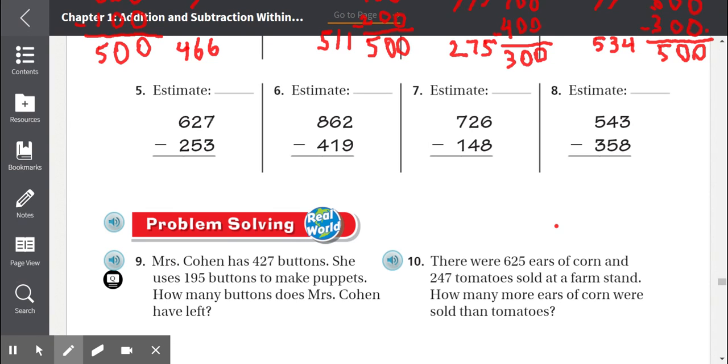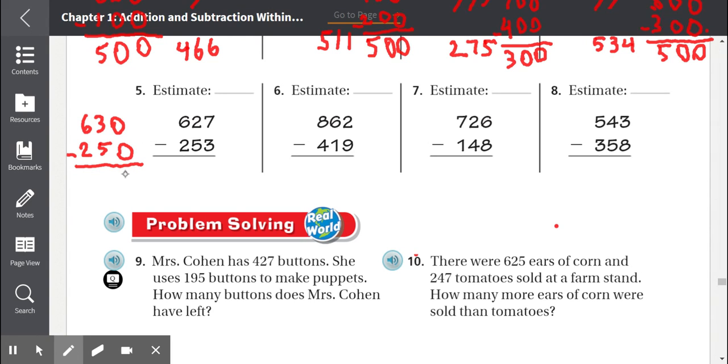So number 5. 627, the two tens it's in between are 620 and 630, but it is closer to 630. 253 is between 250 and 260, but it is closer to 250.